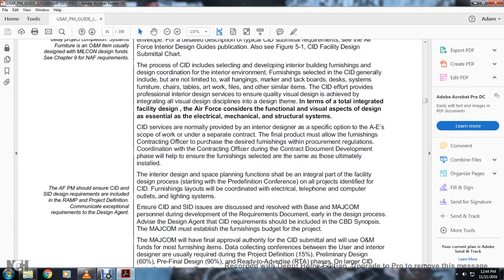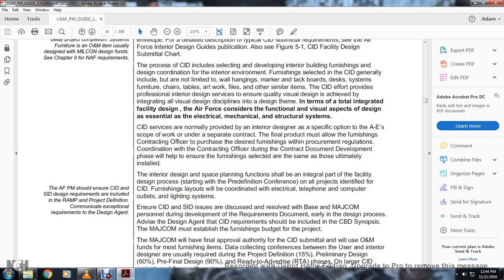The comprehensive interior design services are normally provided with the interior design specific option of the architectural engineer scope, or under a separate contract. The final product must allow the purchase of the desired furnishings within the procurement regulations. Coordination with the contracting officer during the contract document development phase will help to ensure the furnishings selected are available at the same time as they are ultimately installed.